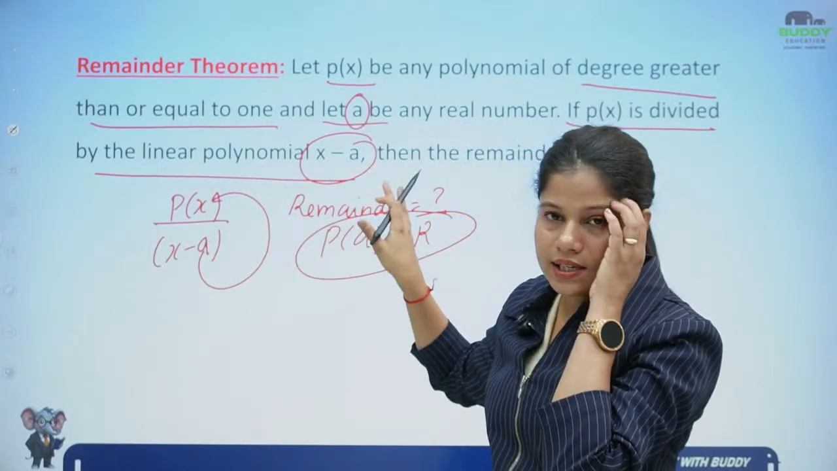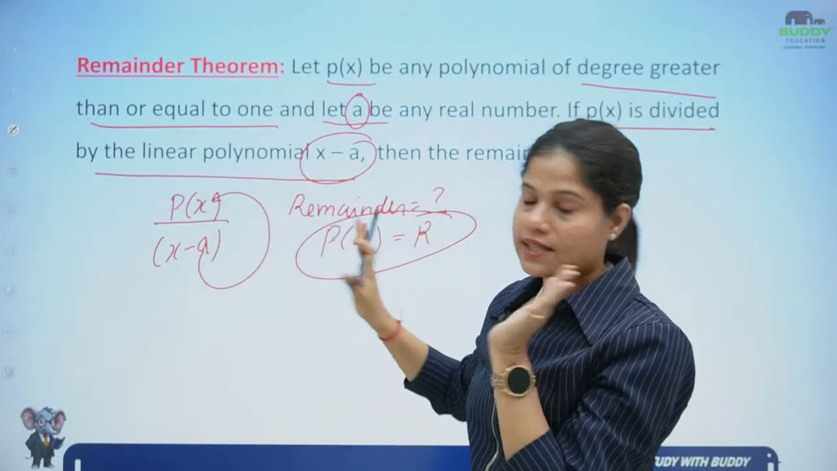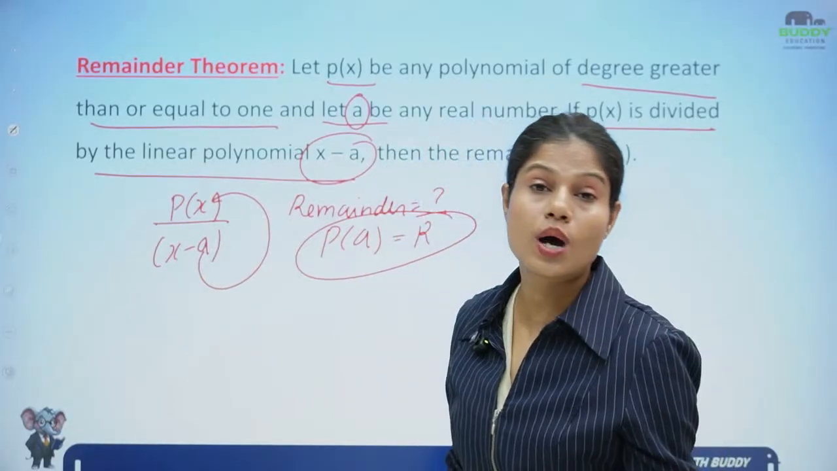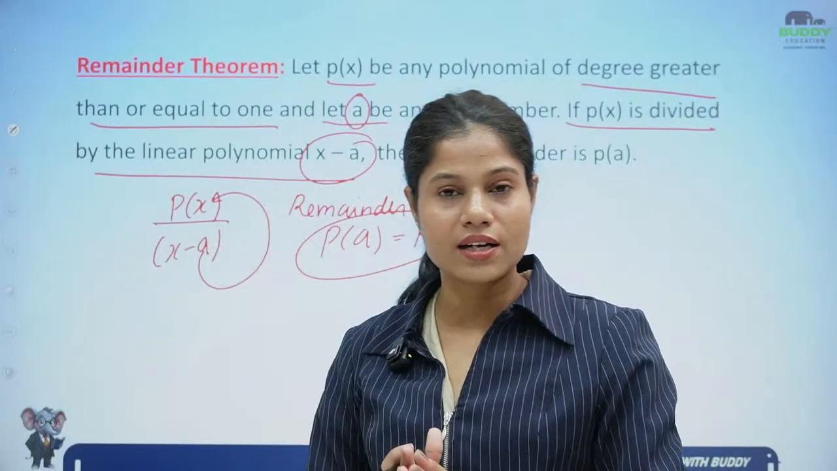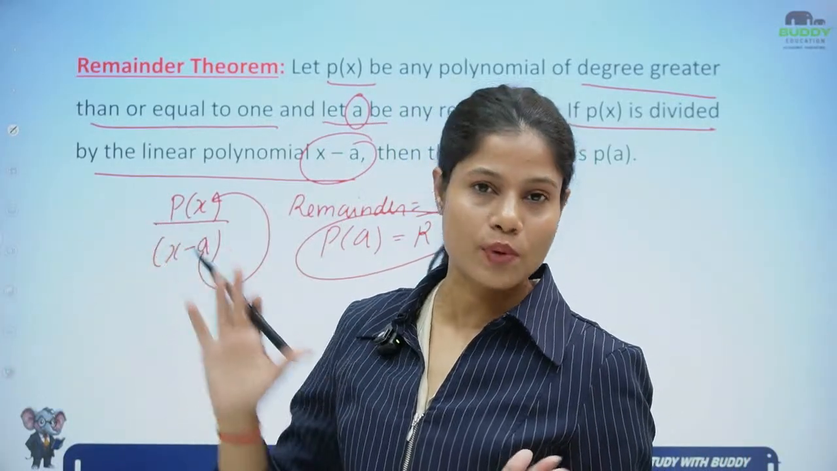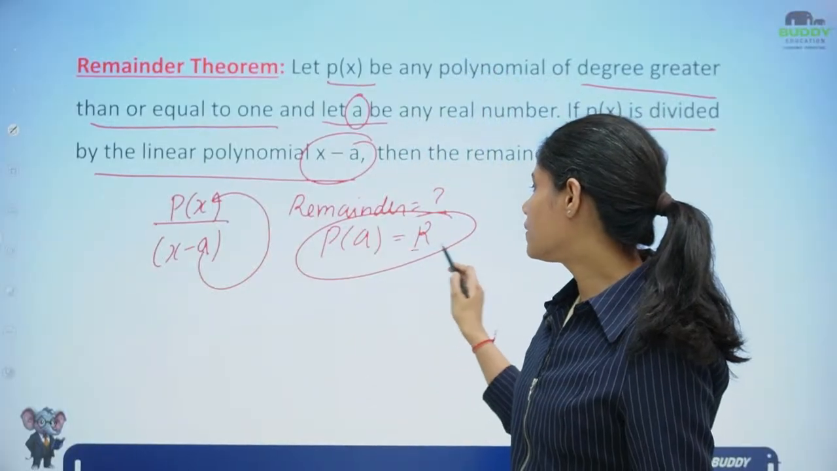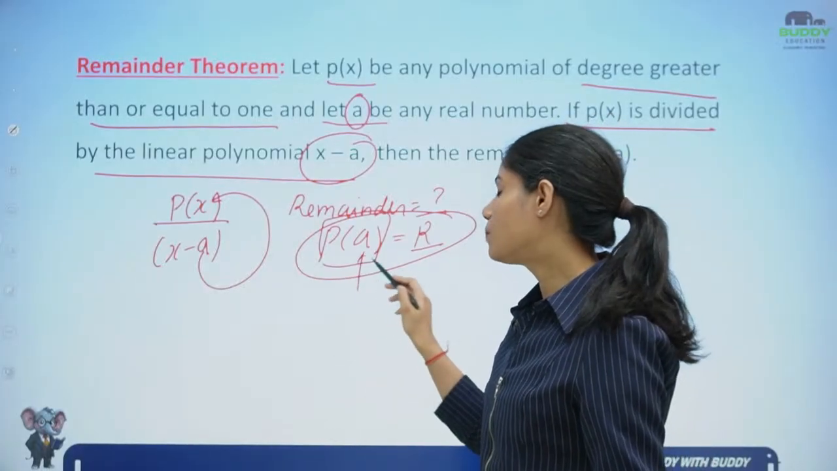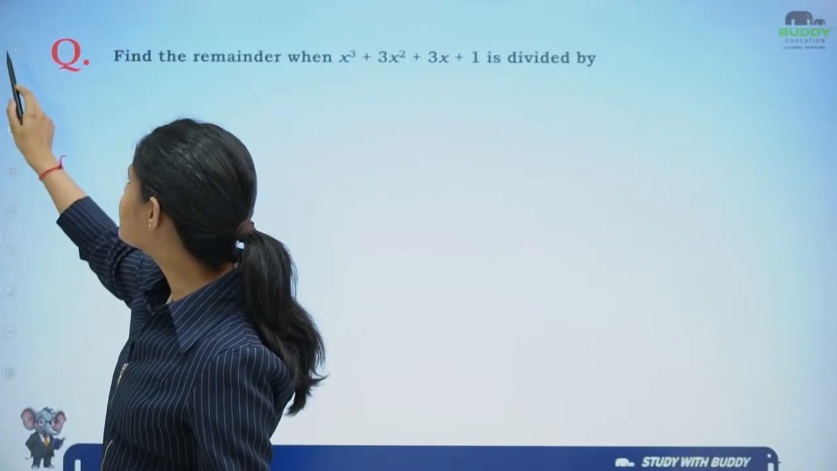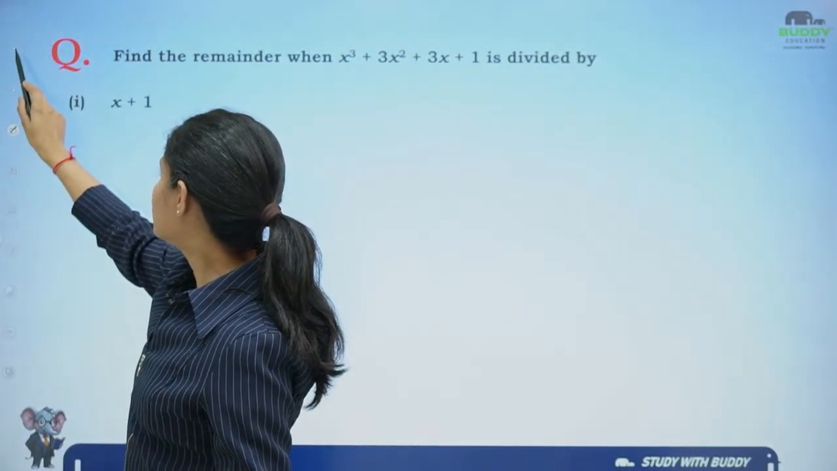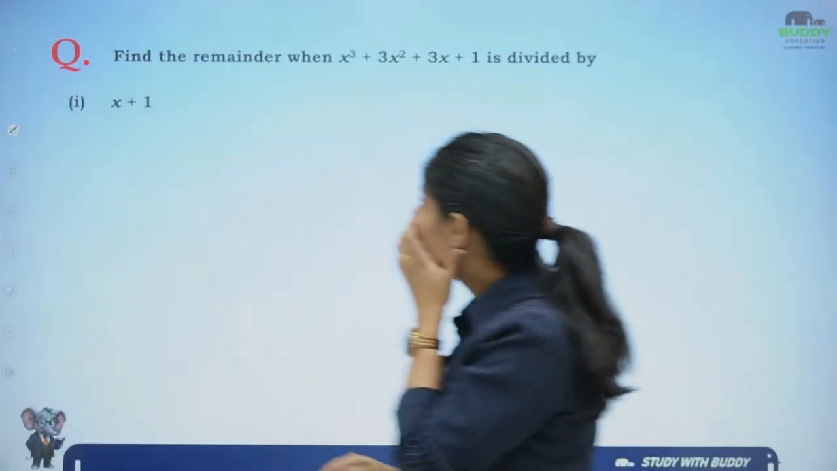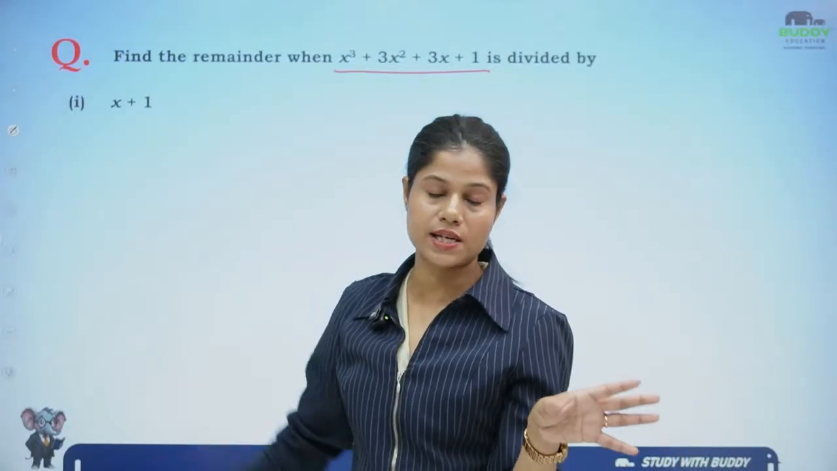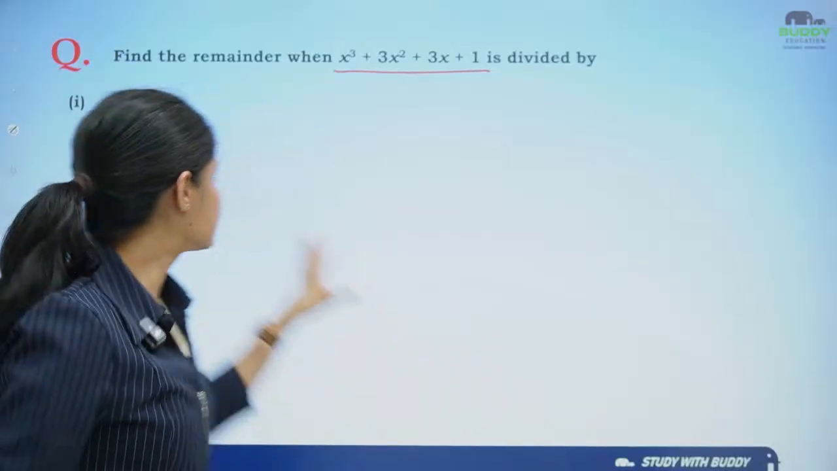Now how can we apply this? This is the mathematical definition, but what it wants to say is that if you want to divide your p(x) by x minus a, any linear polynomial, and you are interested in finding the remainder, instead of going with the long division process, all you have to do is find p(a). p(a) means the value of that polynomial at the point a. Now how can we apply this in the question? The question is that you have to find the remainder when this polynomial in x is divided by x plus 1. Okay, so it means this is the linear polynomial.